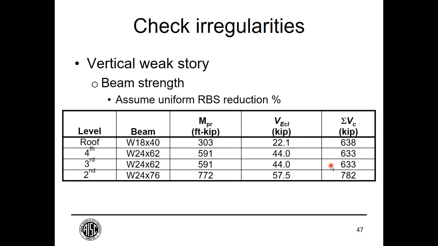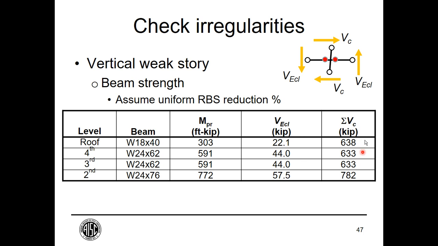We can check for weak story. For the weak story irregularity, we want the force, the shear in the column that corresponds to the plastic hinge formation. So we look at this little subassembly. We've broken things down into the subassembly for a number of reasons. Assuming we have a plastic hinge at the beam ends, we calculate a shear that corresponds to those plastic hinge formation. And via statics, we calculate the shear in the column that also corresponds to the plastic hinge formation. This gives us, when we add these up, the story shear strength.